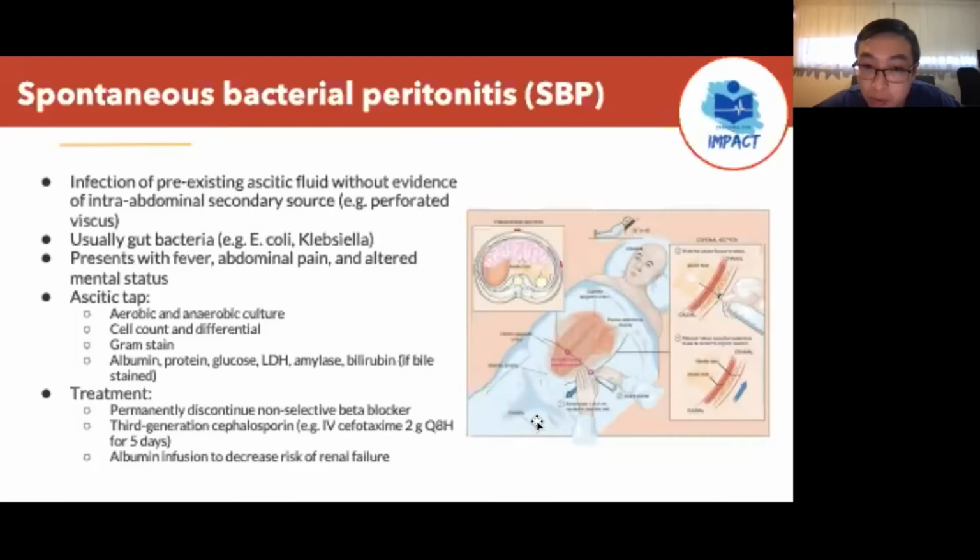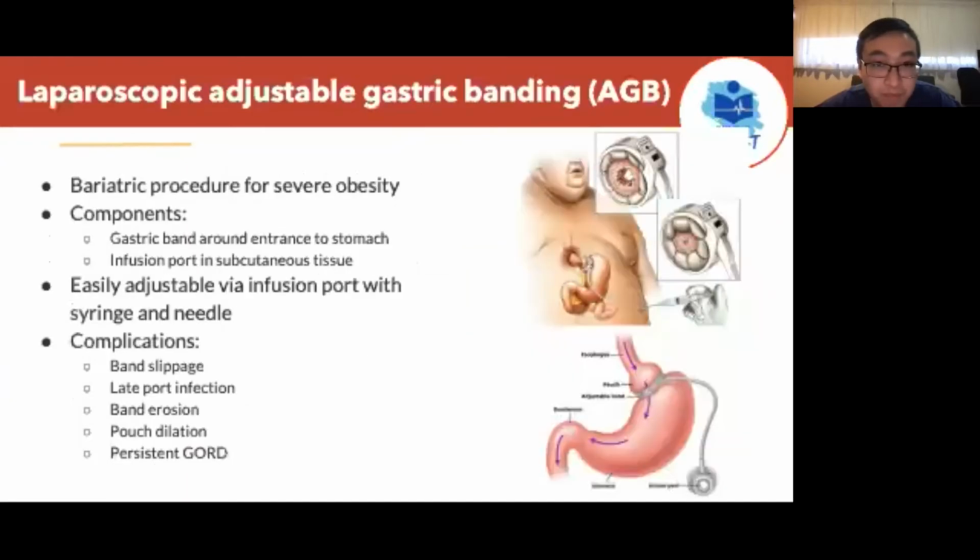So three components to treatment of SBP. Obviously, you want to start patients on antibiotics, usually cefotaxime. You want to stop non-selective beta blockers because it signals badness in SBP. And thirdly, you want to start patients on an IV albumin infusion because it's been shown to decrease the risk of renal failure. And lastly, I want to talk a bit about laparoscopic adjustable gastric banding.